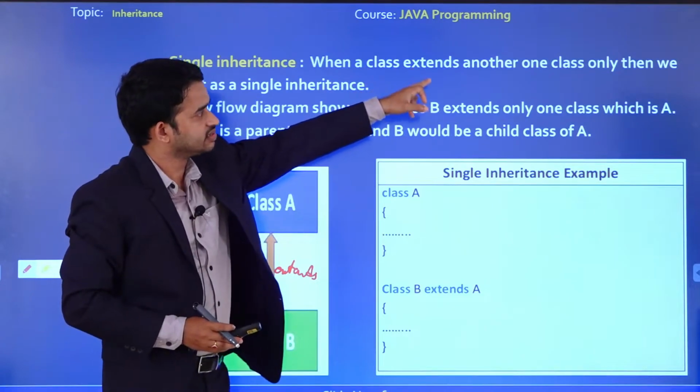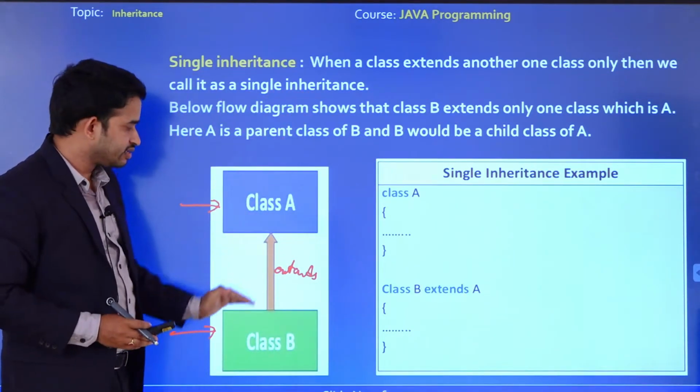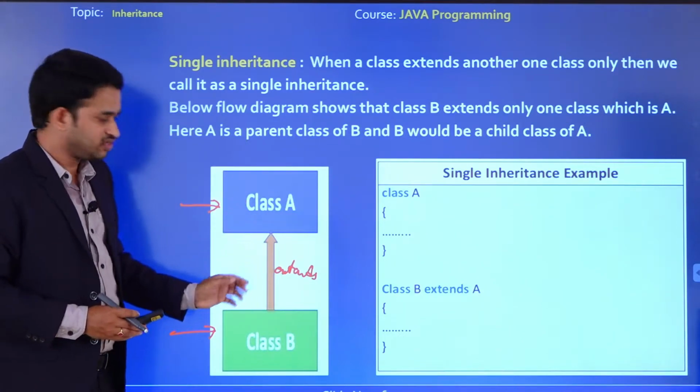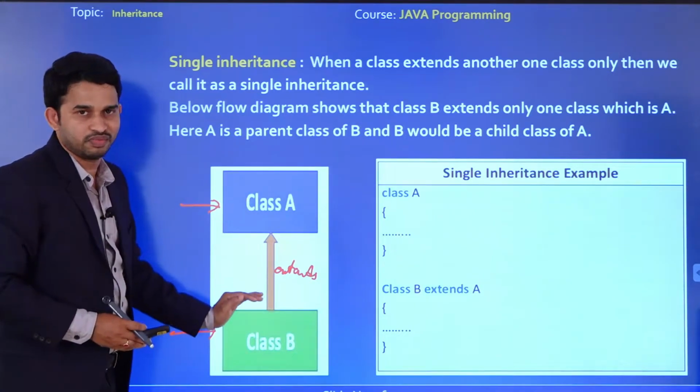When a class extends only one other class, we call it single inheritance. This is the example of single inheritance. Class B extends the properties from class A. So this is the example.